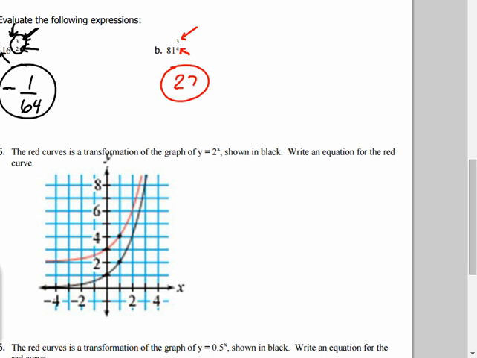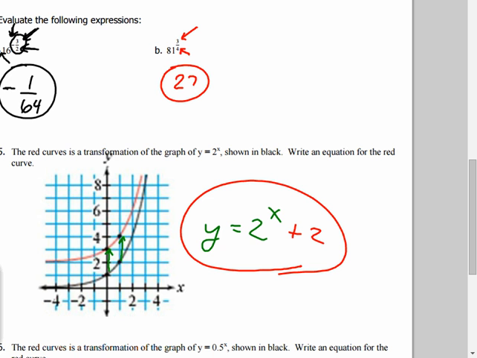All right, this next one's pretty easy too. Even though sometimes people think these are really complicated, this is just the black one getting moved up 2. How do you make the black one move up 2? Y equals 2 to the x is the general formula for the black one. And then to move it up 2, just put a plus 2 on it. There's my equation for that one.